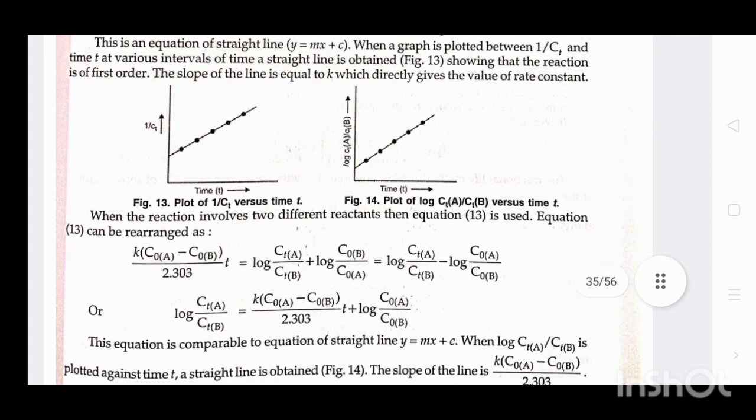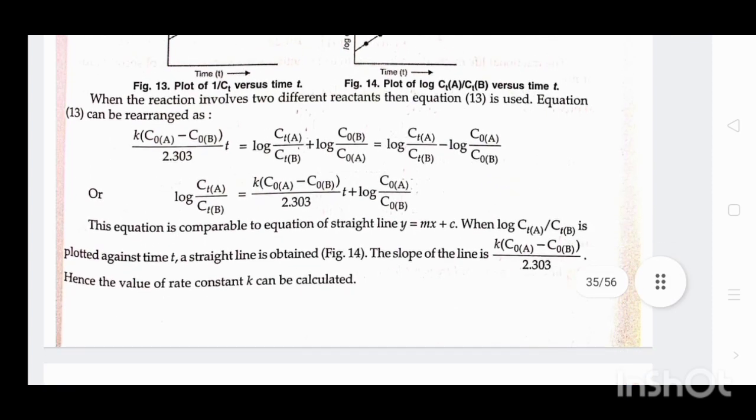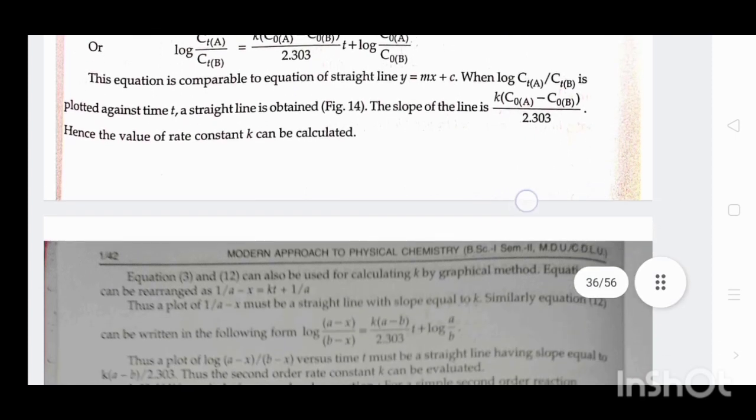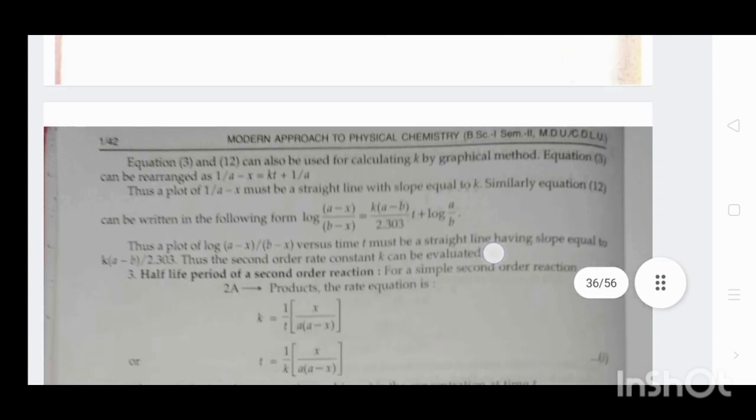When the reaction involves two different reactants, then equation 13 is used. Equation 13 can be rearranged as follows. This equation is comparable to the equation of a straight line, y = mx + c, when log C(t) divided by C(tb) is plotted against time t. A straight line is obtained. The slope of the line is known, hence the value of rate constant k can be calculated.